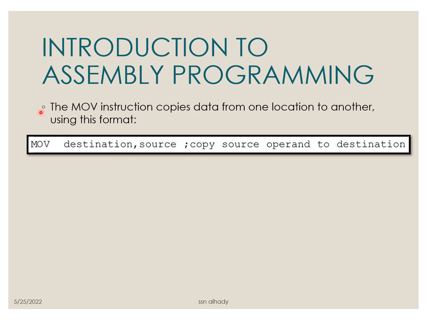We have MOV, which is the mnemonic, and then we have the operands: the first one is the destination, and then the source. After the second operand, you put a semicolon. Whatever comes right after the semicolon is considered a label only. It's not going to be converted into machine language. It is a label for you to understand what you are doing in the instruction.